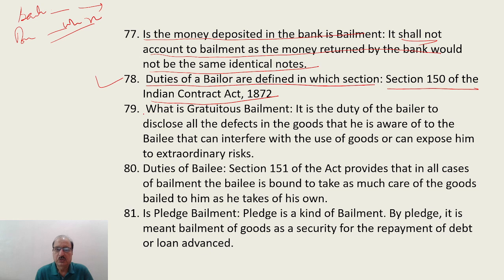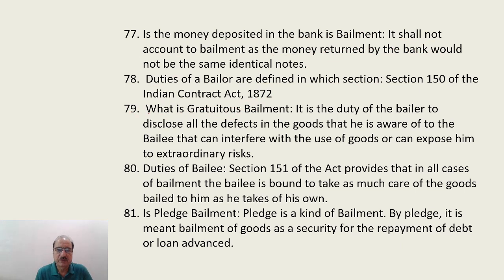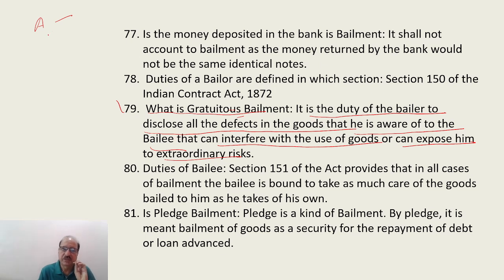So what is gratuitous bailment? This is important. It is the duty of the bailor to disclose all the defects of the goods that he is aware of to the bailee, which can interfere with the use of goods or can expose him to extraordinary risk. It is the duty of the bailor who is delivering the goods to tell the bailee that there are certain defects in the goods and to use them with precaution, so that there is no risk to his life. So this is called gratuitous bailment.